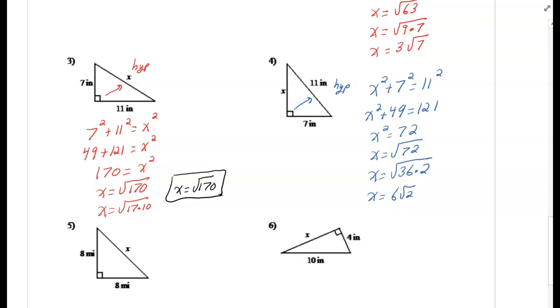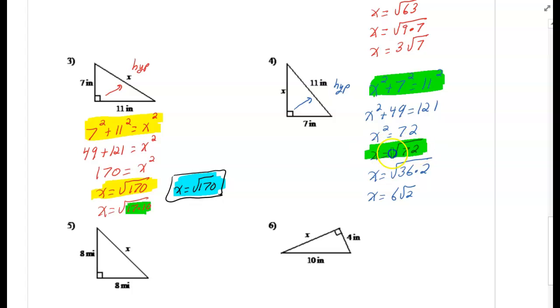So let's take a look at problem number 3. Again, labeling hypotenuse is x, so here's the main equation. I'm going to get x is equal to the square root of 170. When I think about two numbers that multiply to 170, I get x is equal to the square root of 17 times 10. Neither of those are perfect squares, so the final answer is here in blue, x equals the square root of 170.